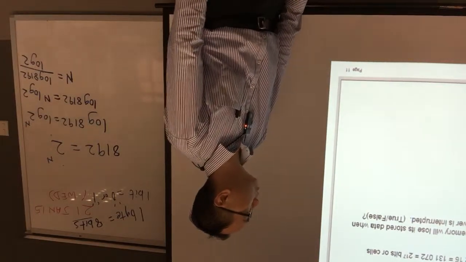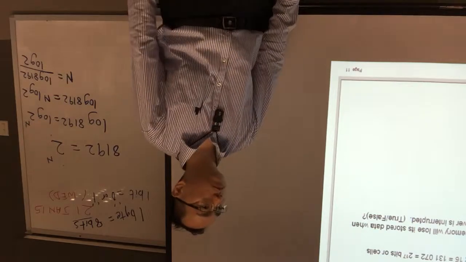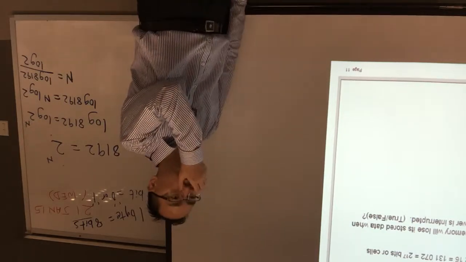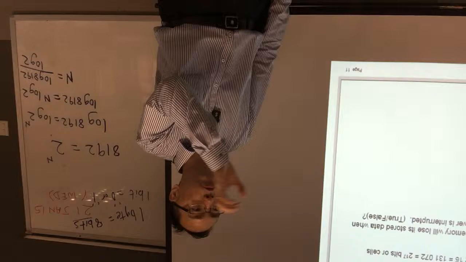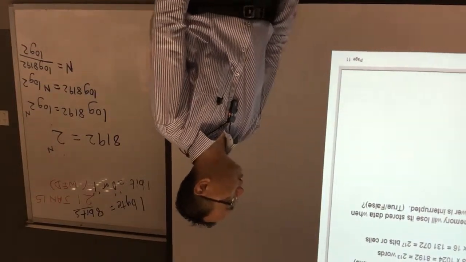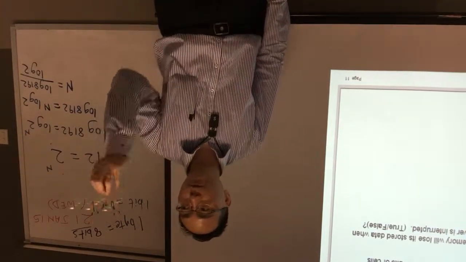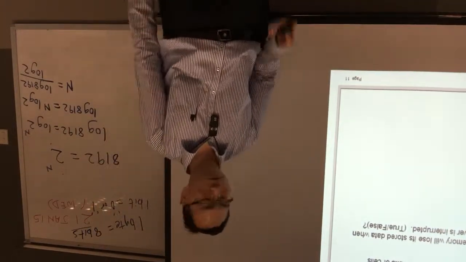Volatile memory will lose its data, true or false? Volatile, yeah. You will lose it once you lose the electrical power. Non-volatile will stay, right? It's true. It will lose its data when electrical power is interrupted. Volatile means can evaporate, remember? So it's true. Okay?